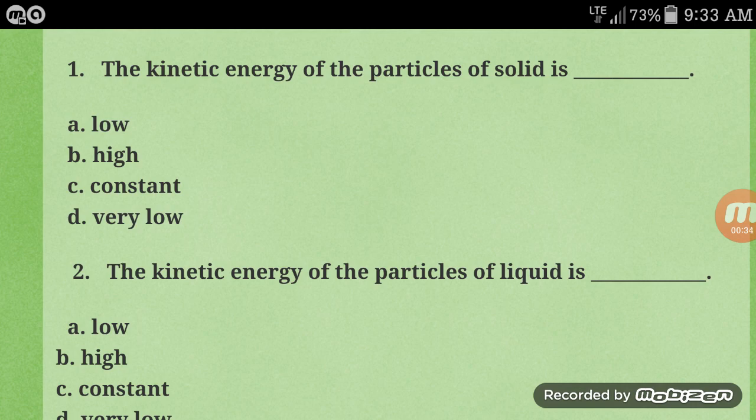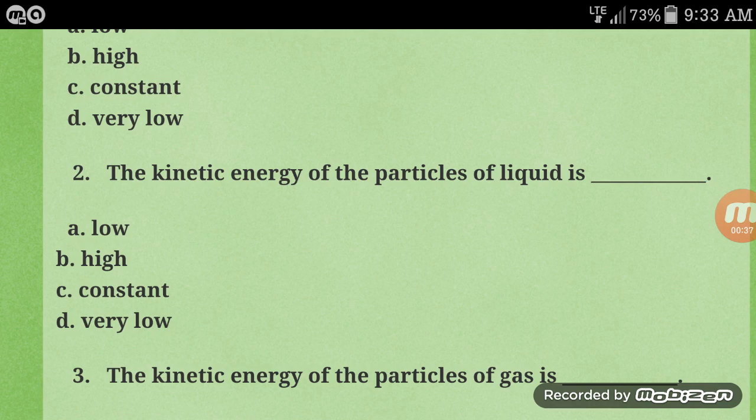Okay, letter D. Next one, the kinetic energy of particles of liquid is. So it cannot be very low also. It cannot be high. It cannot be constant, and it must be low. Okay. Compared to solid, it's lower actually. I mean it's higher compared to solid. Okay, so it's low. Letter B.